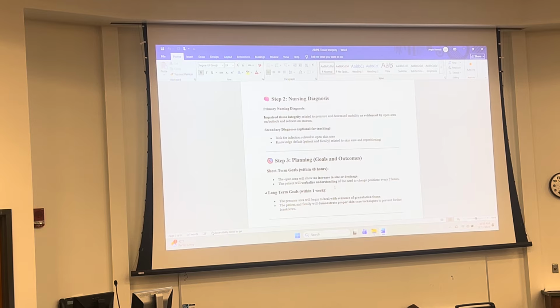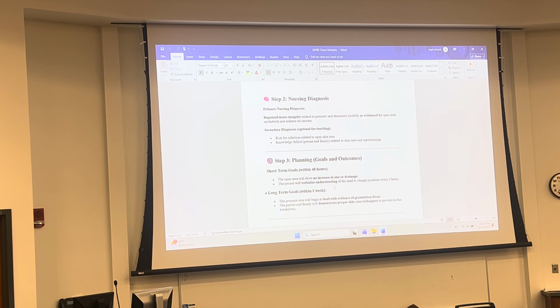The cause, so why do they have this openness, is because of pressure. Like laying in one spot and that pressure on the tissue is not getting a relief, there is ischemia happening, and then decreased mobility. So those are the main causes. And then how do you know? What are the signs or symptoms that led you to identify impaired tissue integrity? It's just the open area on buttock and then redness on sacrum, okay? And then the secondary diagnoses, it's not on here, but this patient also has a risk for impaired tissue integrity, right? So they have an actual, but they have a continued risk for more to develop, so you kind of be on the lookout for that.